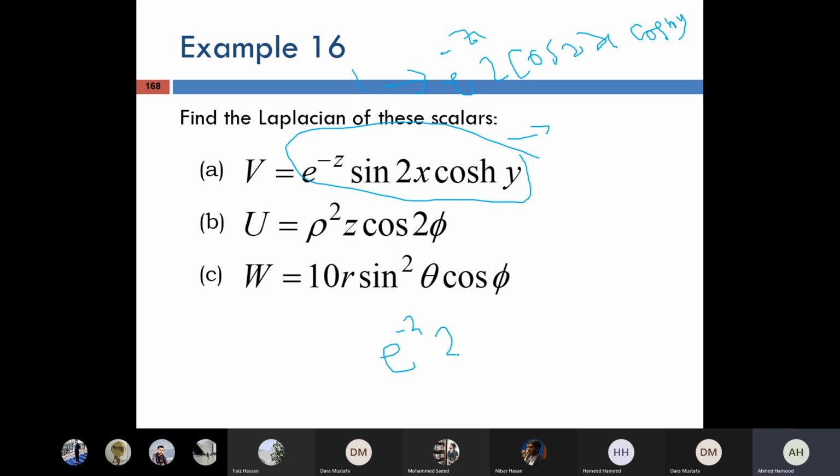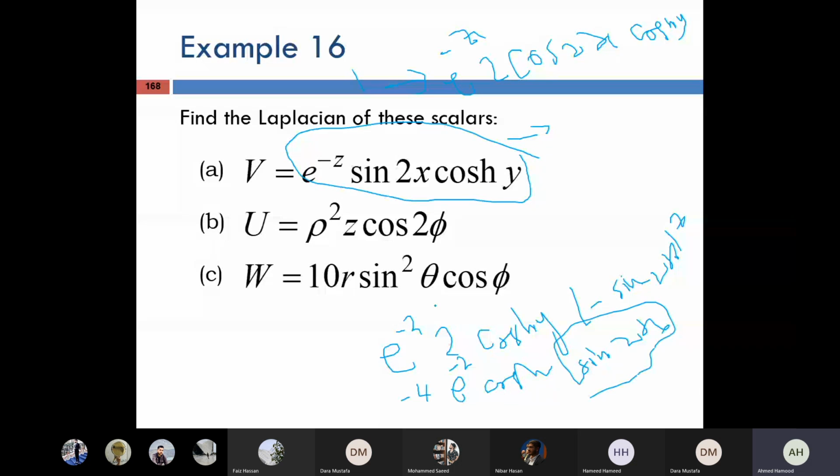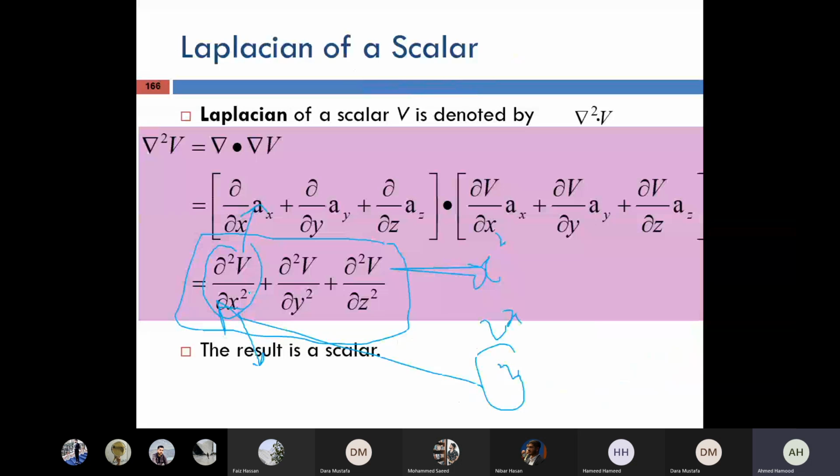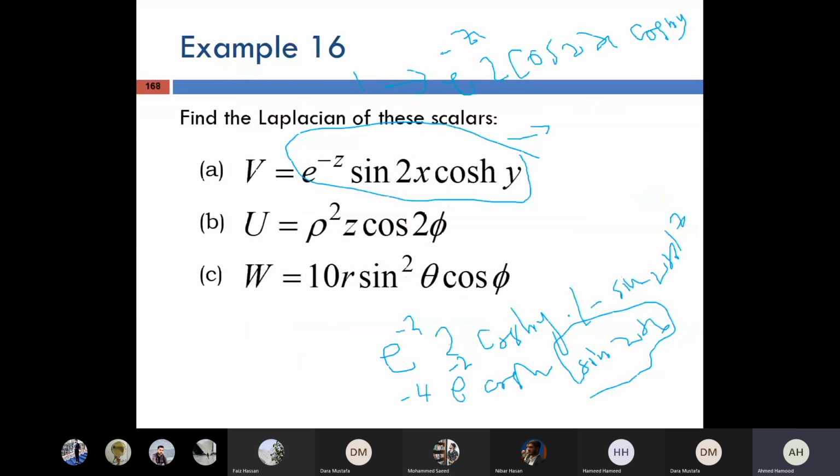Then you have cosh y, then cosine differentiates to negative sine 2x multiplying by 2, also 2 with 2 will be 4, so 4e to the power of negative z, then cosh y, then negative sine 2x. That's only for one point. Then you do it for y, then for x until you reach 2 points. So this is for number 1 part.